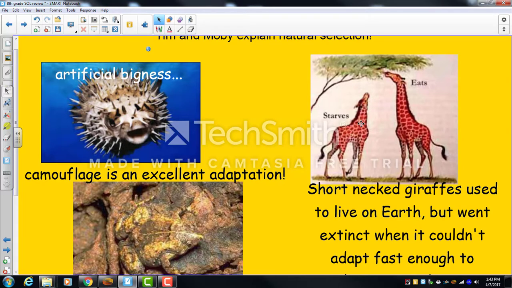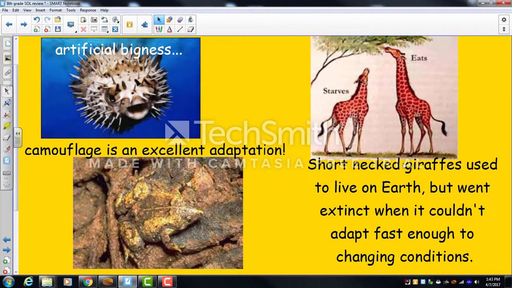Now, we know that the short-necked giraffe did used to exist. We have fossil evidence to prove it, but we also know it's extinct. It doesn't exist anymore. And what's left? What giraffes do you see walking the earth? The ones with longer necks. So that is an example of an animal that could not adapt to a changing environment.